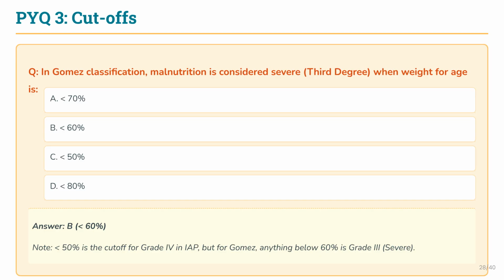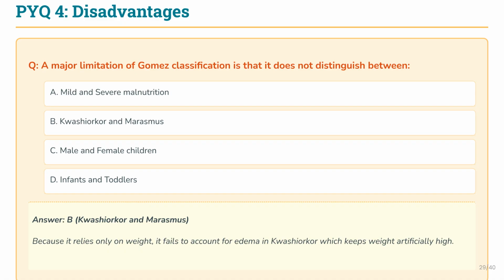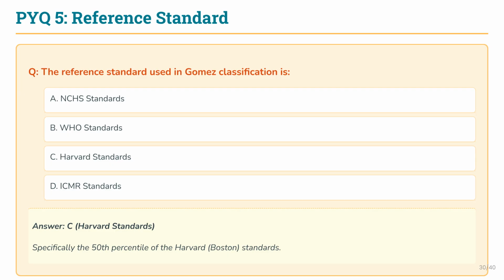Malnutrition is considered severe or third degree when weight for age is less than 60%. A major limitation of Gomez classification is that it does not distinguish between kwashiorkor and marasmus because it ignores the edema present in kwashiorkor. The reference standard used in Gomez classification is the Harvard standards, specifically the 50th percentile.